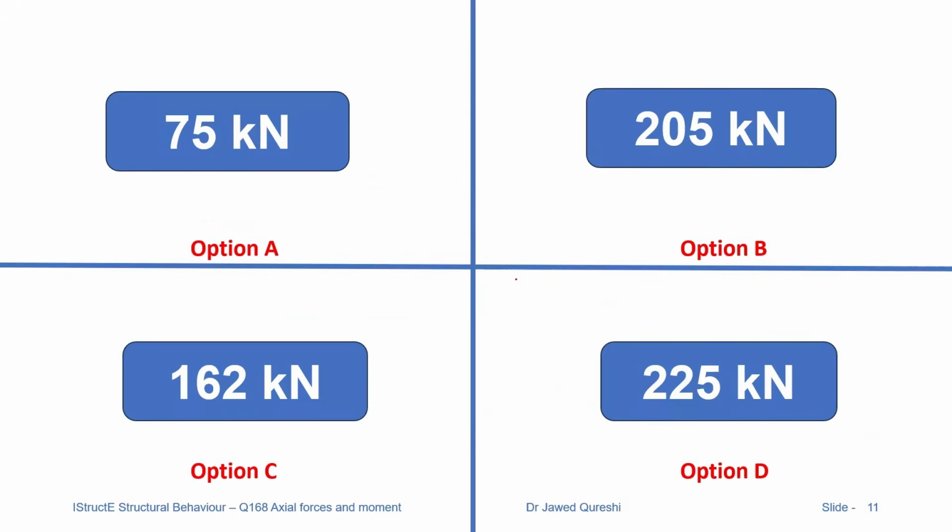Let me go back to the options. 75 is incorrect, and 205 is incorrect. 182 is not even an option over here, the elastic one. And option D, 225, is incorrect as well. The correct option is option C, which is 162 kilonewton.